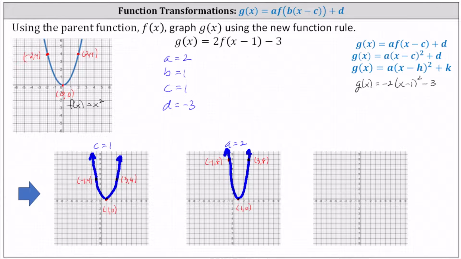And then finally, because of the minus 3 on the end, we know d equals negative 3. This indicates a vertical shift down 3 units. We now subtract 3 from each of the y values of the 3 key points. For the vertex, 0 minus 3 is negative 3. The vertex is now 1, negative 3. And then for the 2 remaining points, 8 minus 3 is 5, giving us the point negative 1, 5, and 3, 5.